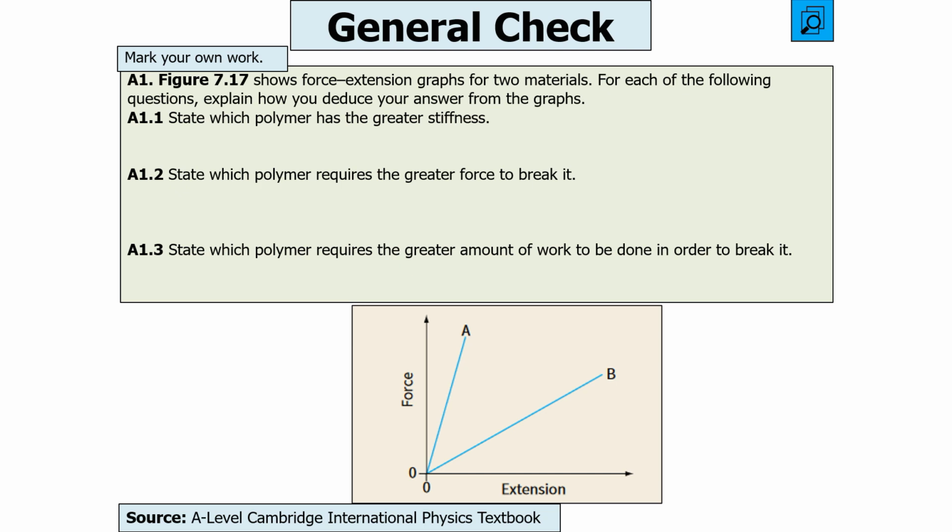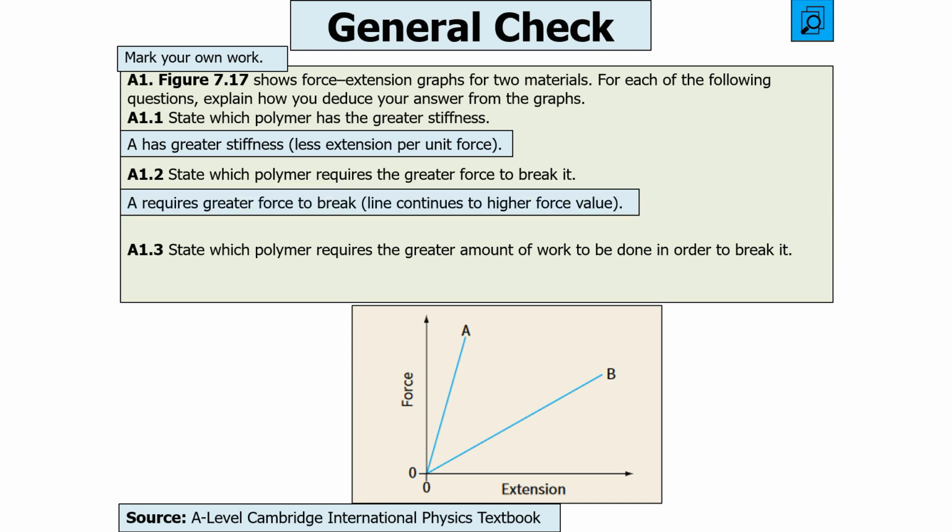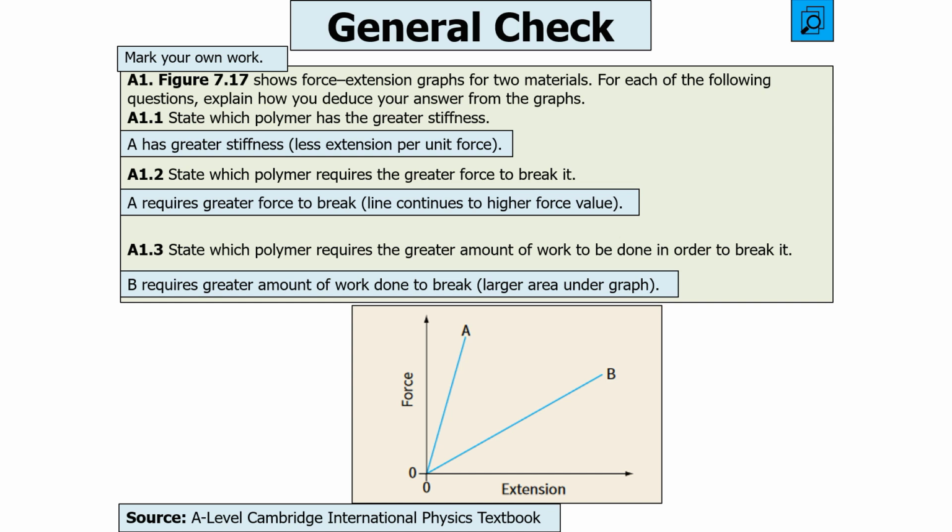So pause the video now, then unpause the video if you want to go through your answer. Right, we know that in a force extension graph that stiffness is again the gradient of the graph, so therefore A has the greatest stiffness because it has the steeper gradient. The one that needs a greater force to break it is the one which has the highest ultimate tensile strength, which is the biggest value on the graph. So therefore A, because it'll have a greater value of force on the graph, you can see from the line it's a higher point on the y-axis. And then finally, the amount of work to be done, or the toughness, is the area under the graph, which is B, because you can see it has a larger area there.